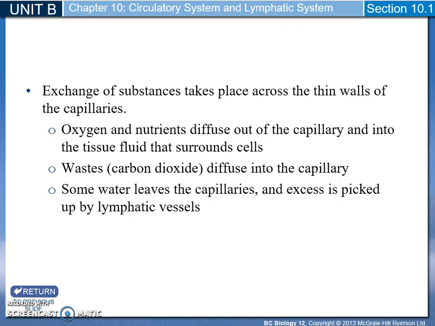So exchange of substances takes place across the thin walls of the capillaries. Oxygen and nutrients diffuse out of the capillaries and into the tissue fluid that surrounds the cells. And also waste, largely carbon dioxide, diffuses into the capillary from the fluid surrounding the tissue cells. Some water also leaves the capillaries and the excess is picked up by the lymphatic vessels.